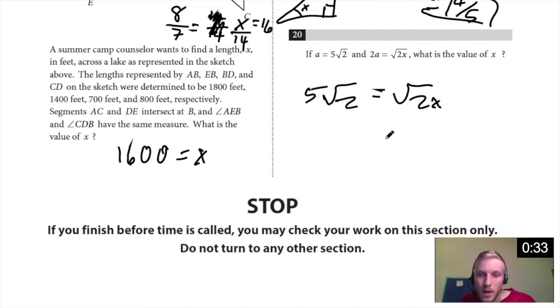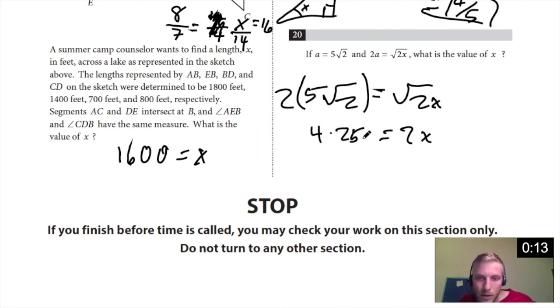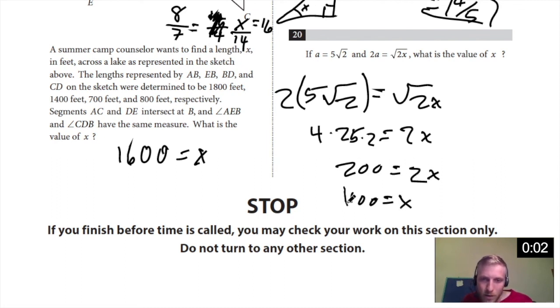Square both sides. Squaring this side is going to, 2 times this is equal to this. This is twice as big as this. So let's see. Squaring this side gives 2x. Squaring this side gives 4 times 5 squared is 25. So 4 times 25 times 2, 200 equals 2x. Coming down to the wire. 100 equals x. Final answer.